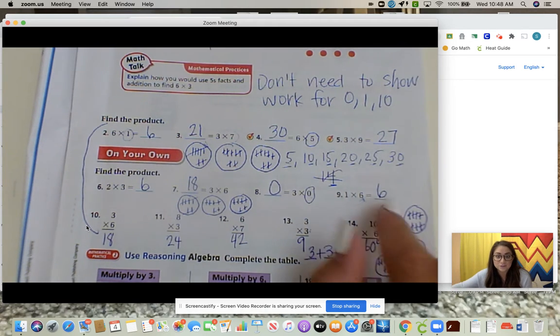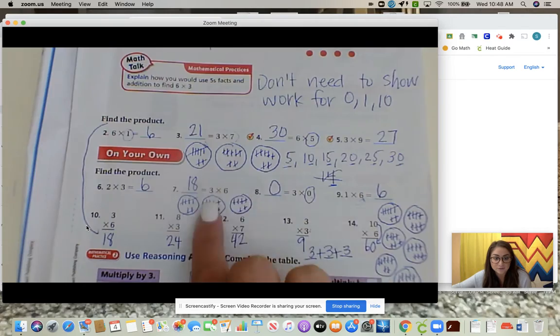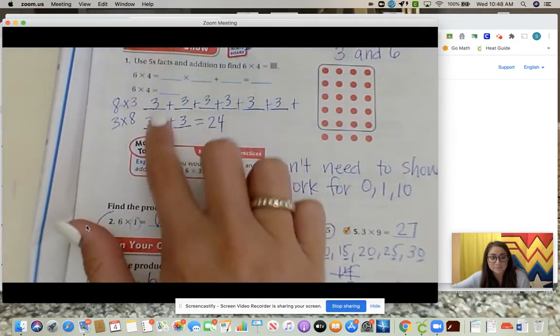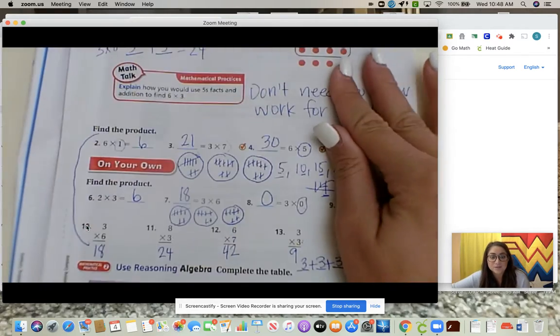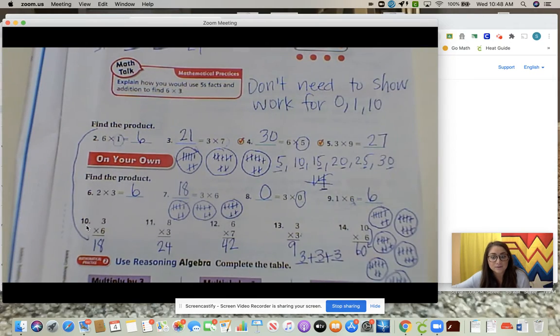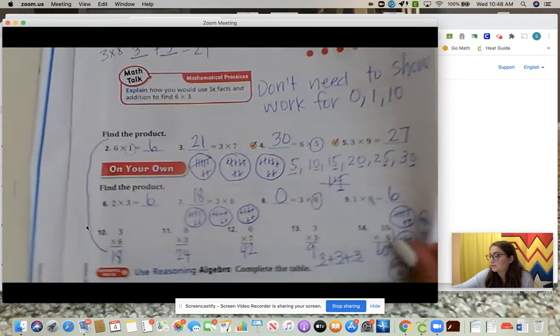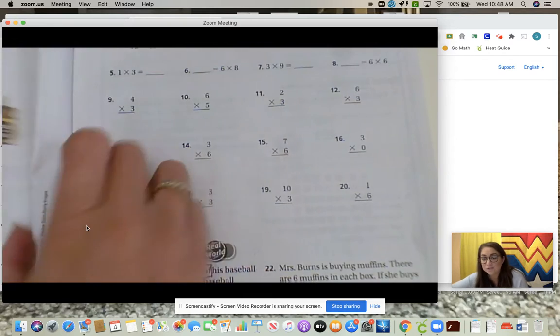And I showed some different strategies. We did some skip counting, groups and objects. Up here, I did some repeated addition. So pause and check your work. Then we turn to the next page, 150A.